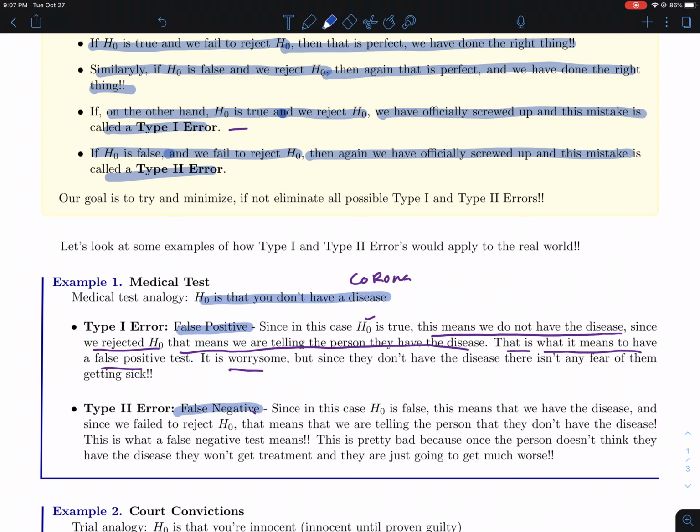And so in this case, H naught is false. So remember, for type 2 errors, the null hypothesis is false. And from there, that means that you actually have the disease. So again, putting it in terms of the language that we're working with. And we failed to reject H naught. So this means that we're telling the person that they don't actually have the disease.